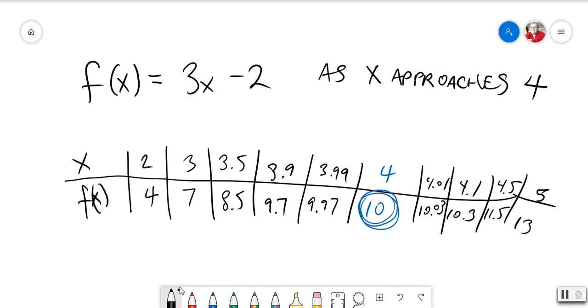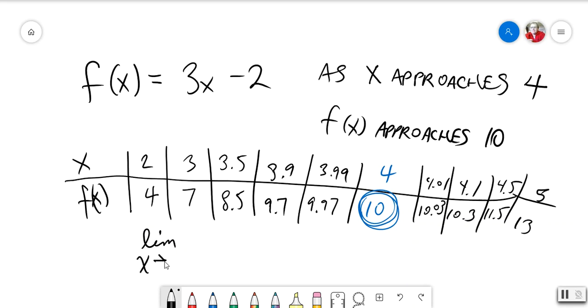And even if we didn't know that, it's very clear from looking here that on the left, as x gets closer and closer to 4, f(x) gets closer and closer to 10. The same way on the other side, as you go down closer and closer to 4, the answer gets closer and closer to 10. So we could say as x approaches 4, f(x) approaches 10. Or the way we would write it, the limit as x goes to 4 of f(x) = 3x - 2 is 10.